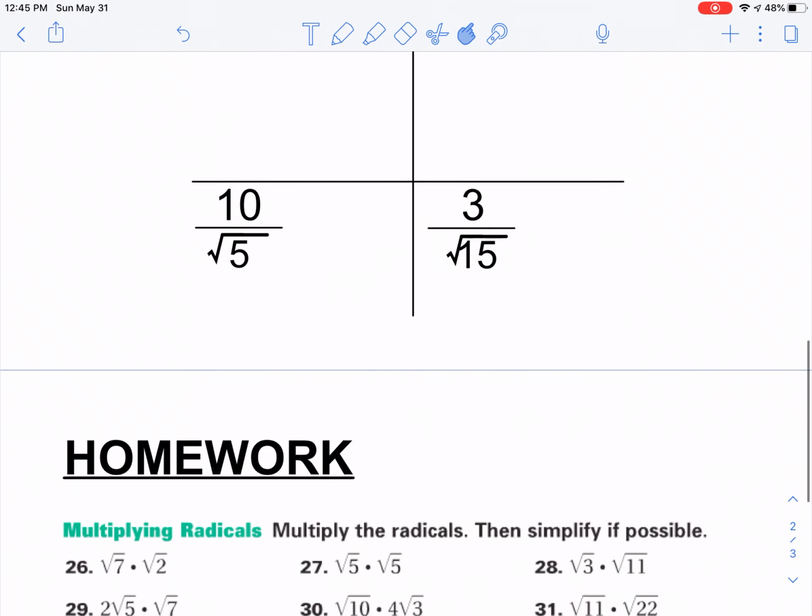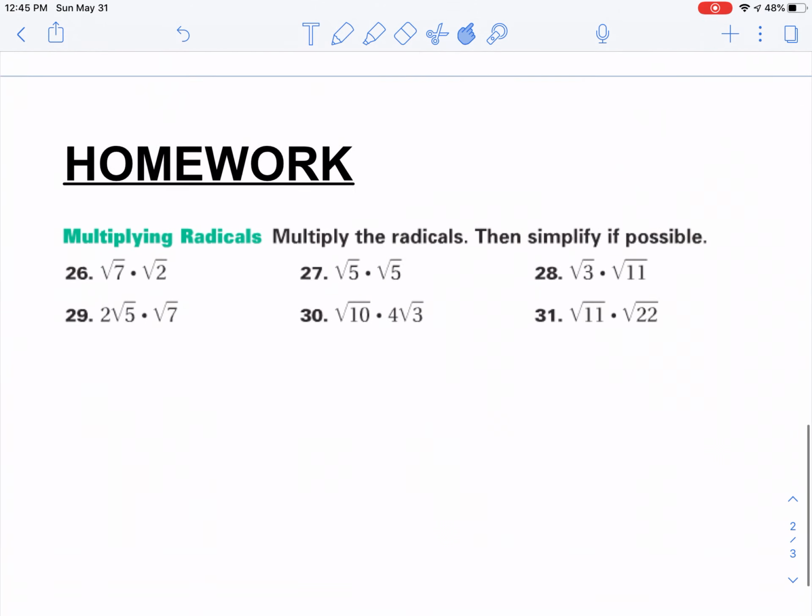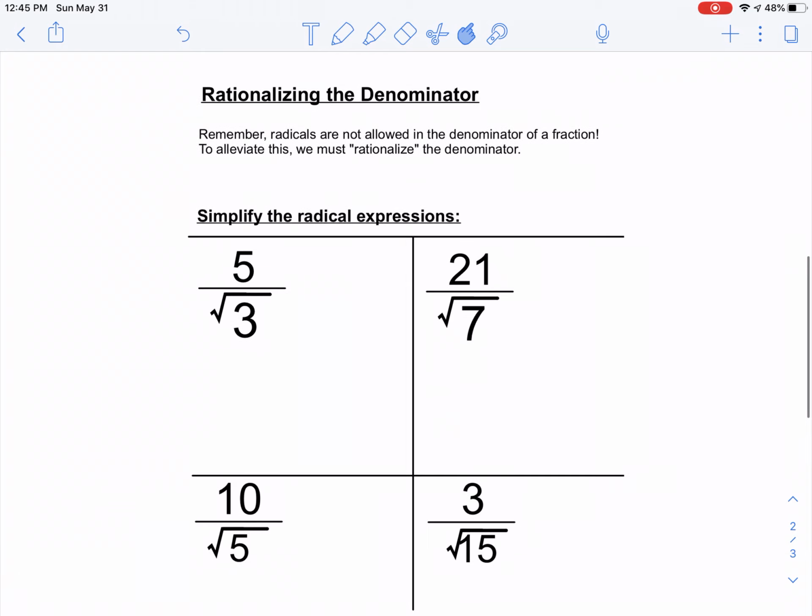Okay, last slide, rationalizing the denominator. Now, there was a rule that we discussed in lesson 11.1. Radicals are not allowed in the denominator of a fraction. You cannot have a radical in the denominator. That is a rule in math. So you must simplify it.